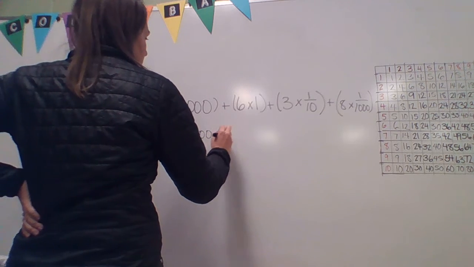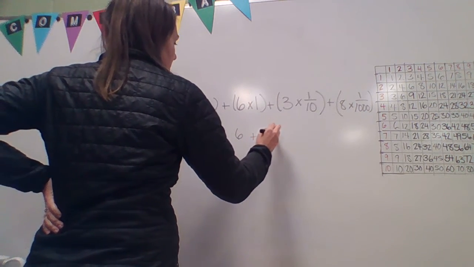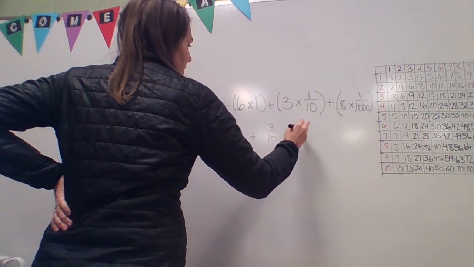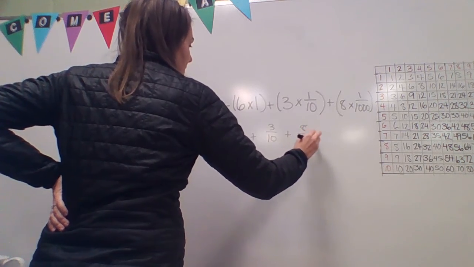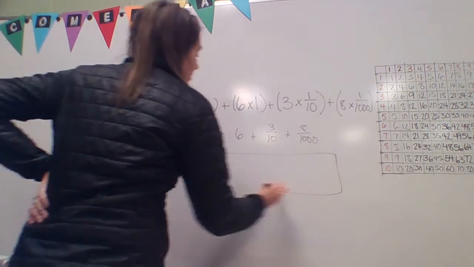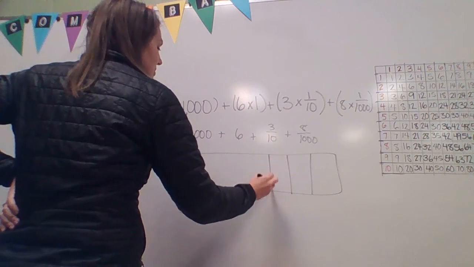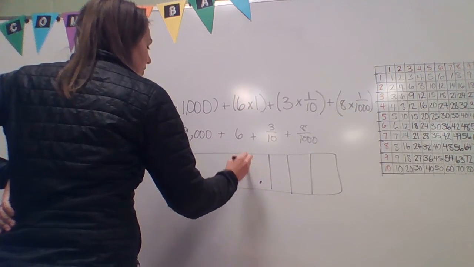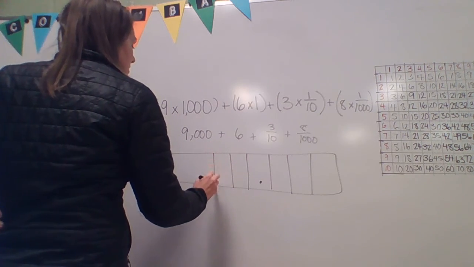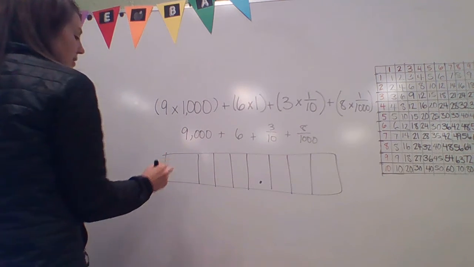9,000 plus 6 plus 3/10 plus 8,000. So you could also think of it with your place value chart, right? I have thousandths, hundredths, tenths, decimal point, ones, tens, hundreds, thousands.